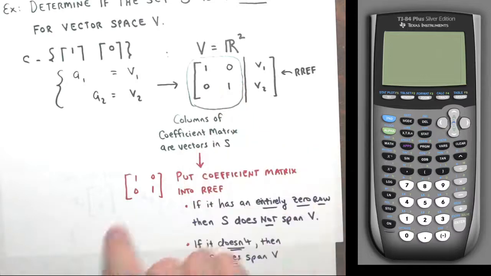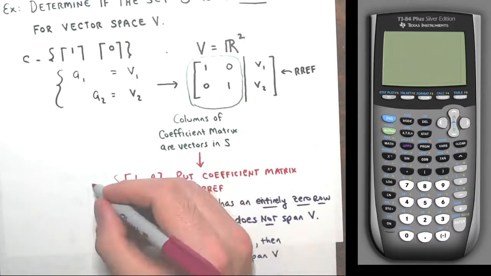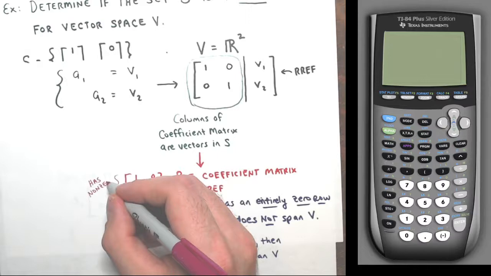But that's not happening here. This coefficient matrix has no zero rows, has all non-zero rows.